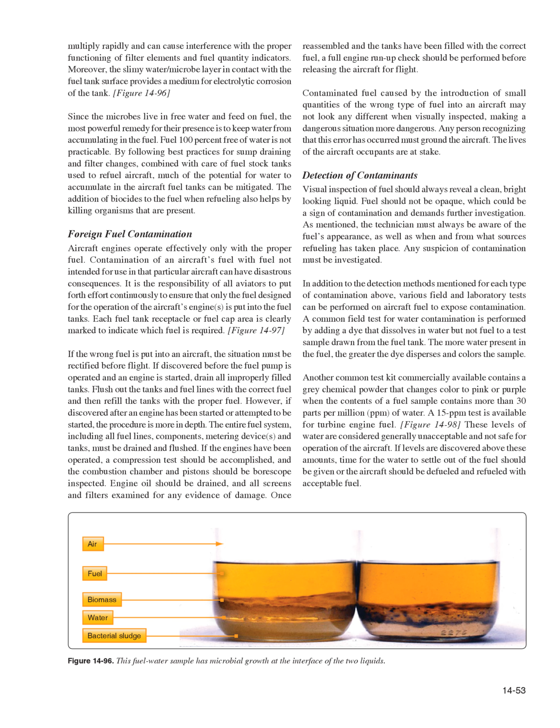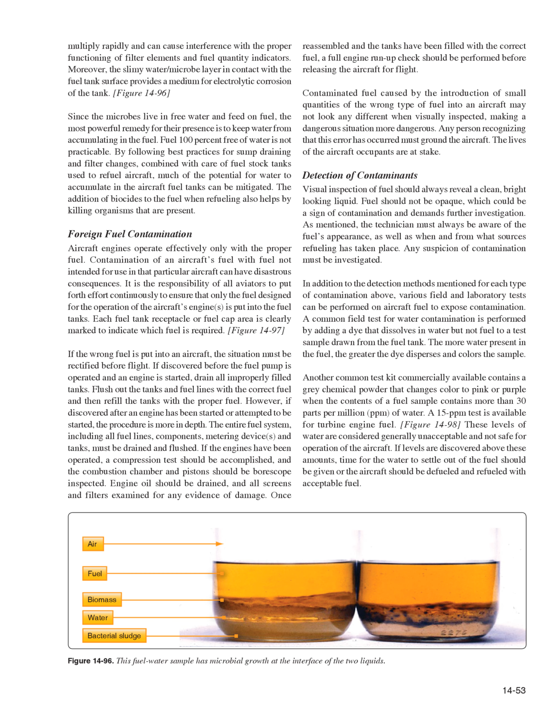In addition to the detection methods mentioned for each type of contamination above, various field and laboratory tests can be performed on aircraft fuel to expose contamination. A common field test for water contamination is performed by adding a dye that dissolves in water but not fuel to a test sample drawn from the fuel tank. The more water present in the fuel, the greater the dye disperses and colors the sample.